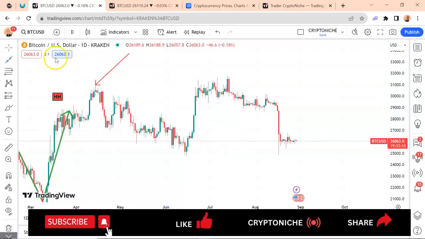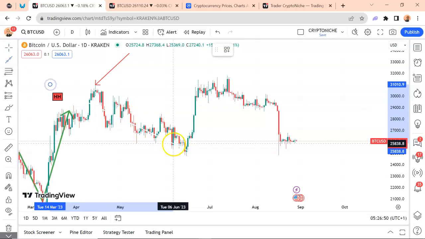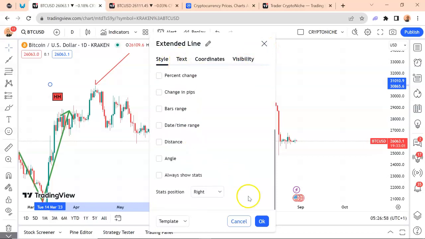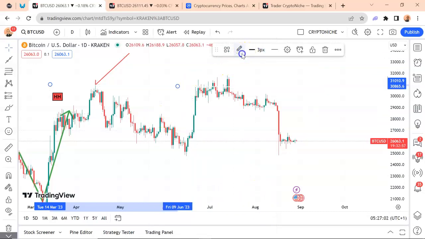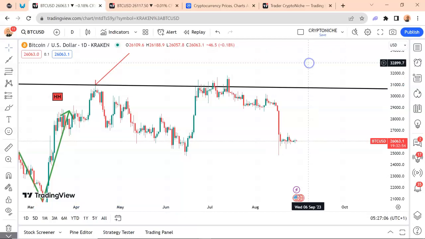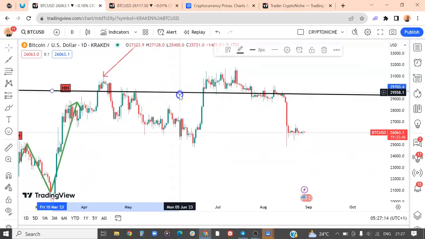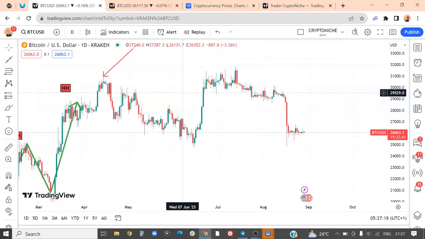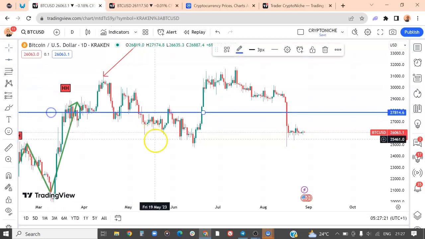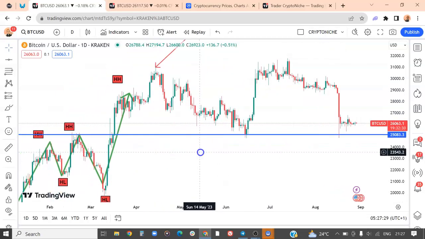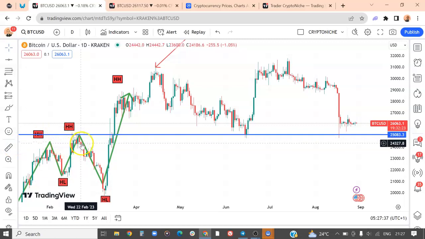Let me change this. What color will this be? Let me change this to black. I'm going to move this with an extended line. Let me delete this. I'm going to use a horizontal line for this. Yeah, then I have it here. So you can see it found a support, on a level that used to be resistance before it was broken at this level. So it found the support right here.